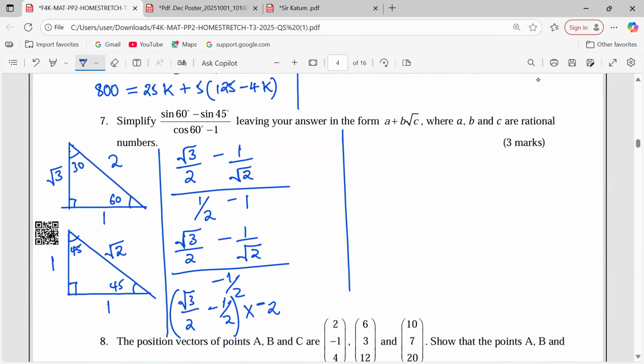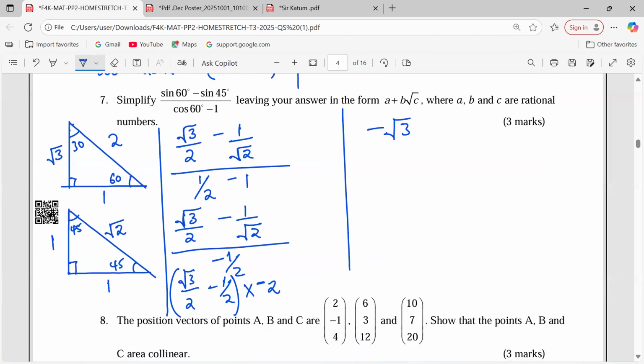When you multiply by negative 2, now we open this bracket and have root 3 over 2 multiplied by 2. The 2 shall cancel and give us the negative root of 3. Then inside the bracket, this was root 2, not half. Negative 1 over root 2 times negative 2. The negative will cancel. It will become a positive, and this will be 2 over root 2.